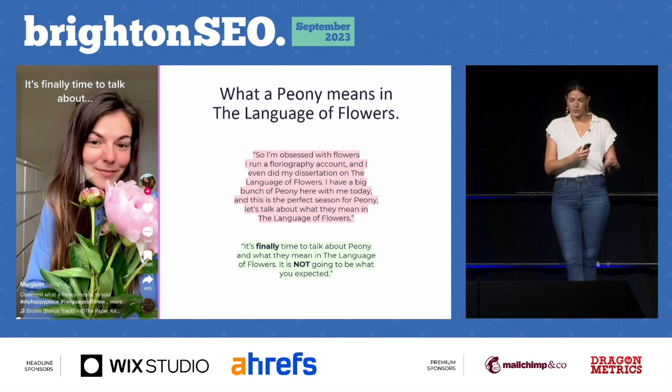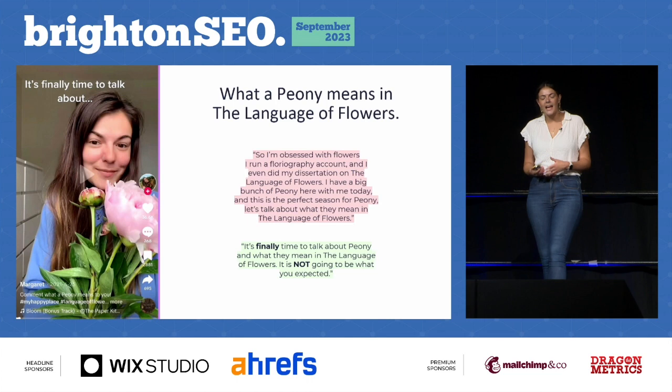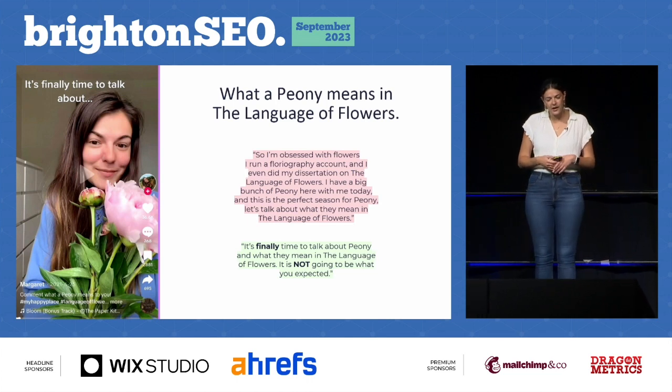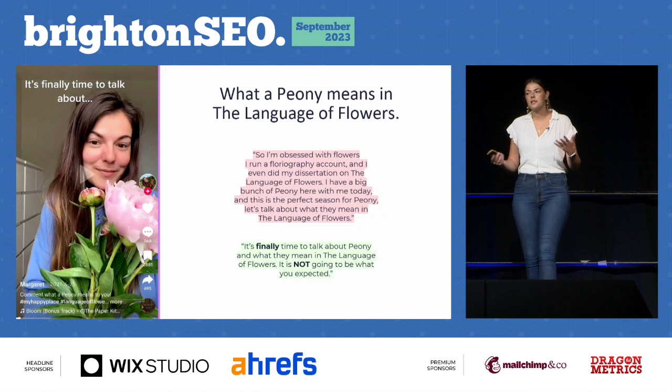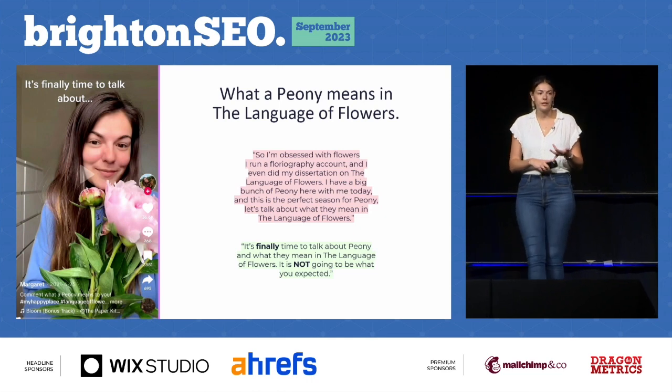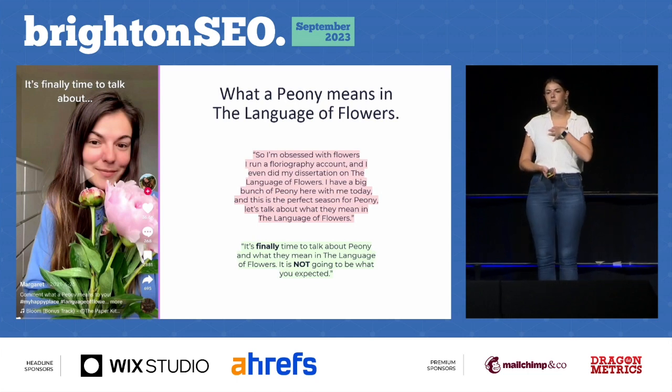So a bad intro would be something like, "I'm obsessed with flowers, I run a florography account, and I even did my dissertation on the language of flowers. I have a big bunch of peony here with me today, and this is the perfect season for peony, so let's talk about what they mean in the language of flowers." So that was a lot. That definitely passed that 1.3 seconds, probably even past that 8 seconds. And most of that, while it's all true information, is rooted in my ego wanting to overshare about myself, but the average viewer is not necessarily interested in it.